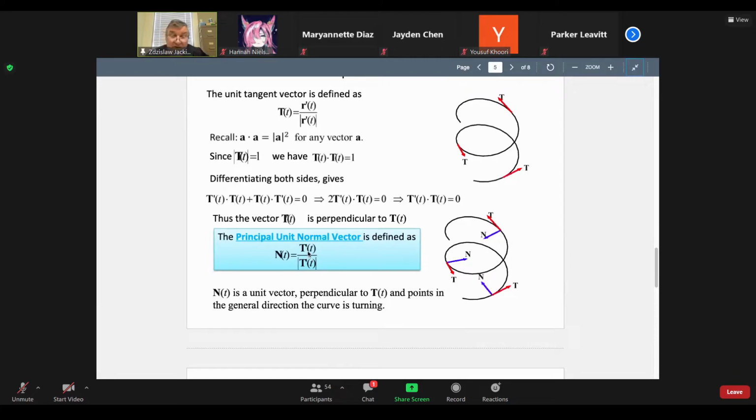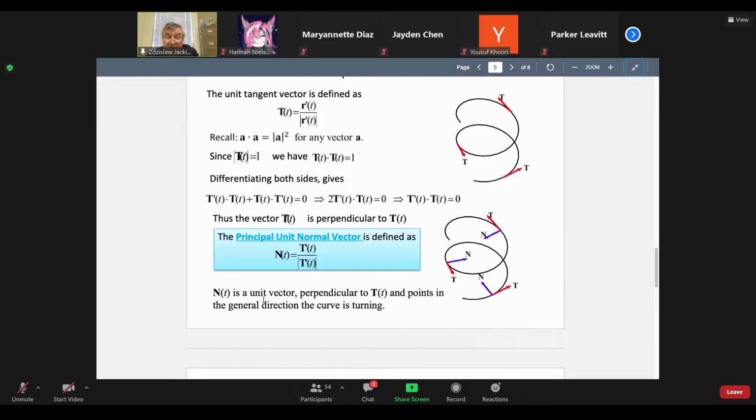For some reason, those primes got absorbed in the letter T. So here, make a note. This is T prime over the magnitude of T prime. So the normal vector is the derivative of T, divided by the magnitude of the derivative.